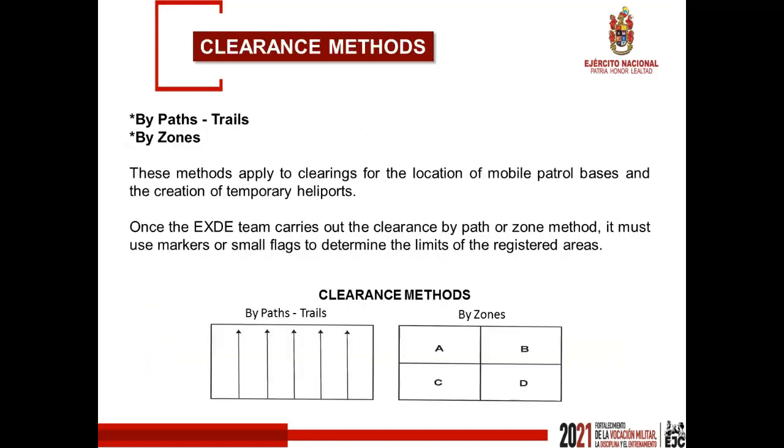And finally, we have clearance methods, two methods: by paths or trails and by zones. These methods apply to clearance for the location of mobile patrol bases and the creation of temporary helipads. Once the EXDE team carries out the clearance by paths or zones methods, it must use markers or small flags to determine the limits of the registered areas.